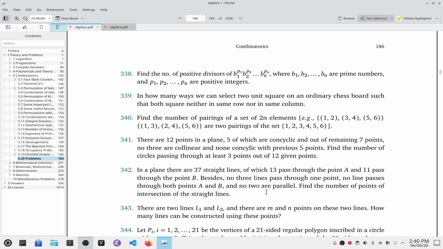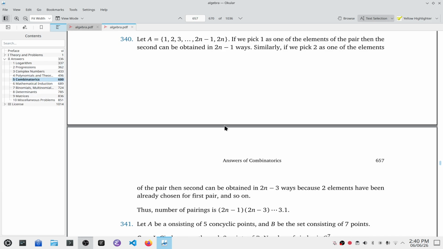It should be 2n minus 2. Let me think a bit, okay? So suppose this is 2n. If we pick 1, then we have 2n minus 1 elements. If we pick 2, then 2 are already chosen, so we can pick the remaining 2 through 3 to 2n. So this should be 2n minus 2, right?